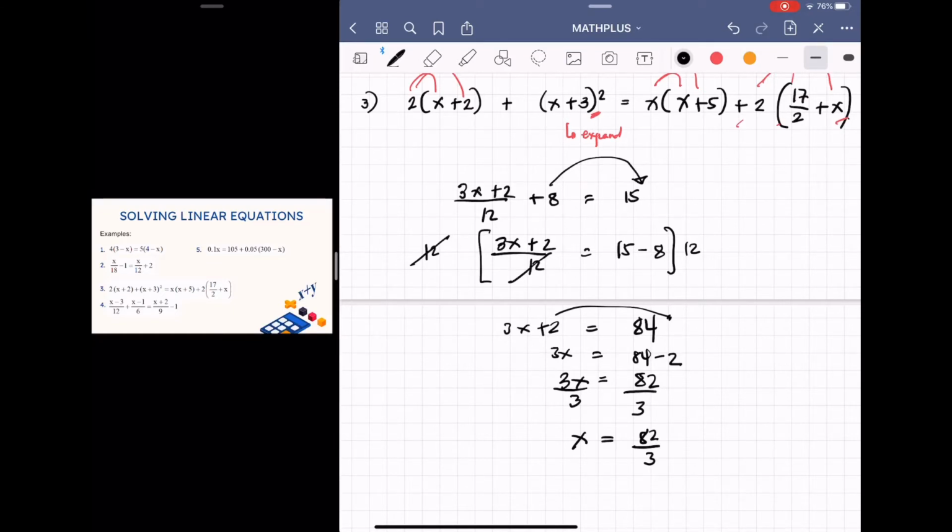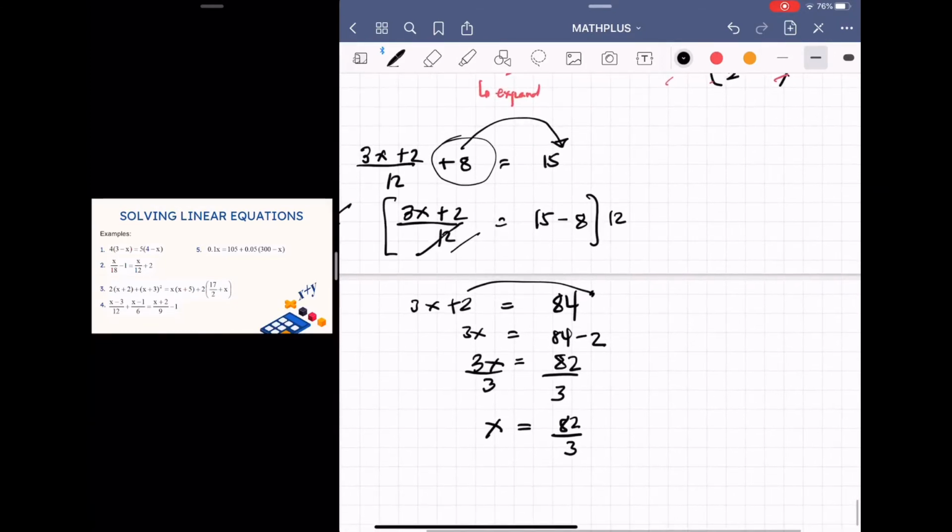Okay. How do I know which operation to do? How do I know that I will transpose 8 first, then divide by 12? Why did I not multiply both sides by 12 first instead of transposing 8? Okay. What you're going to do, for you to easily be able to visualize that, if your given is (3x plus 2) all over 12 plus 8 equal to 15, and you would want to move your constants to the right side, what is the first constant to move? Do I move 8? Do I move 12? Okay. What you have to do is assume a value in place of x.